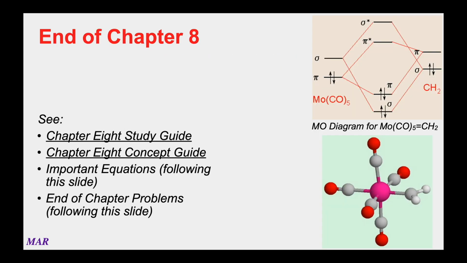Anyway, that's it for Chapter 8. So we looked again in this section at valence bond theory and molecular orbital theory, and hopefully you've got a better idea of what's going on.